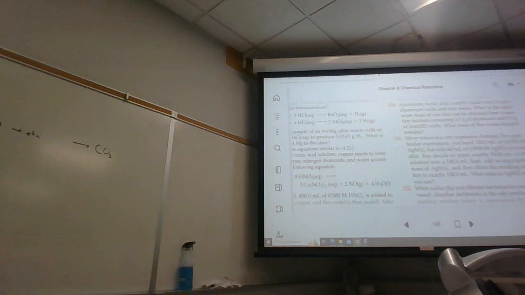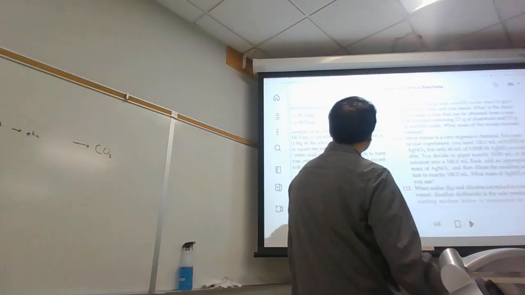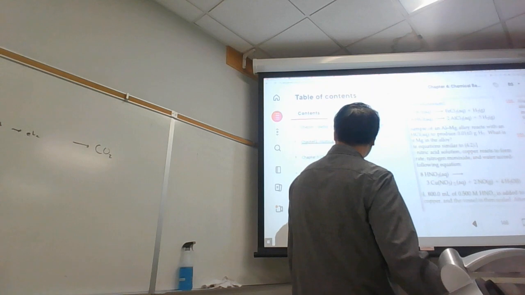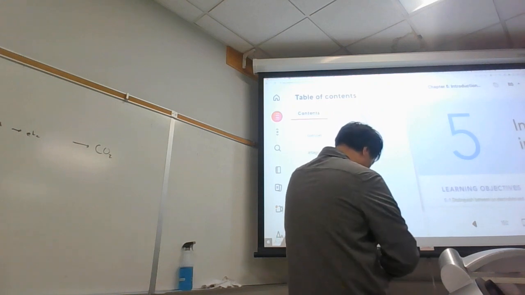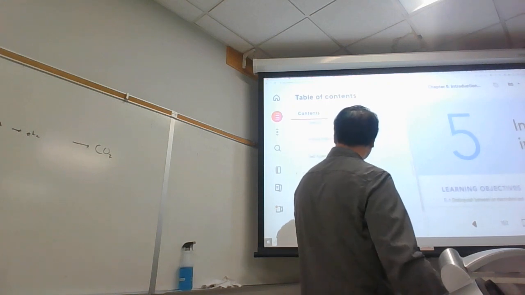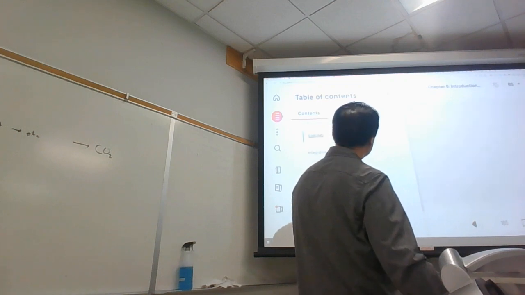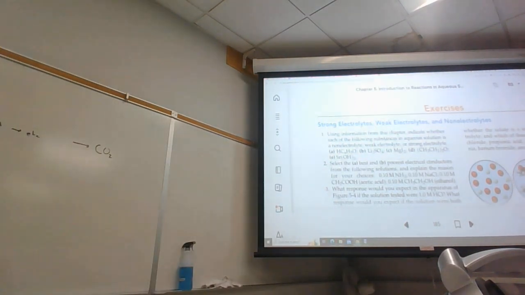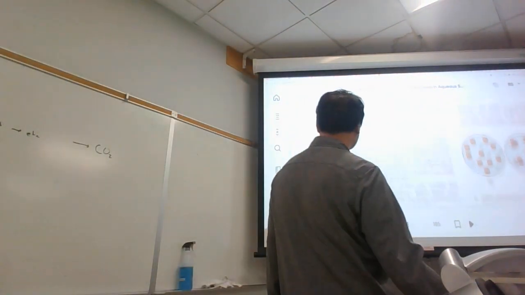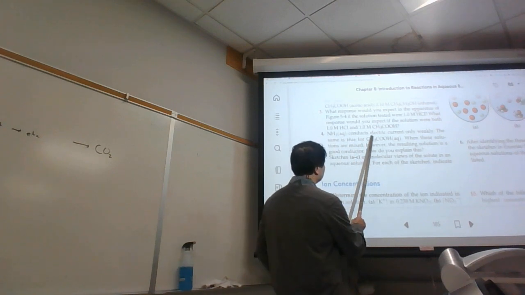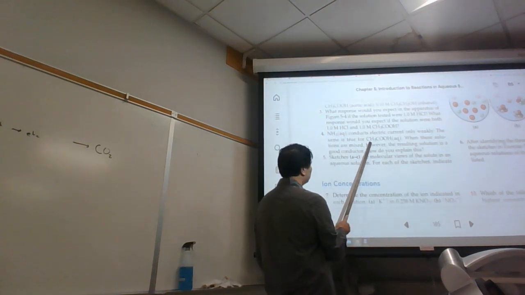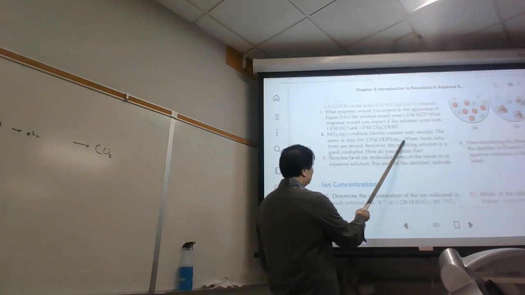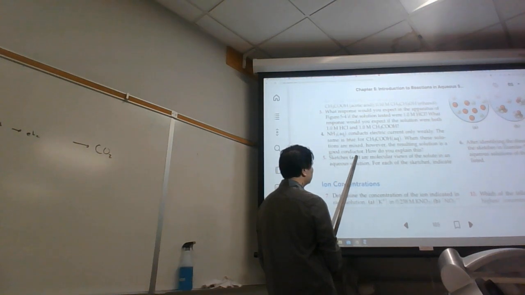All right, now chapter 5 deals with reactions, and I didn't follow this exactly as presented in the book, but we'll take a look at the homework problems that I assigned for this. Aqueous ammonia conducts electric current only weakly. The same is true for aqueous acetic acid. When these solutions are mixed, however, the resulting solution is a good conductor. How do you explain this?